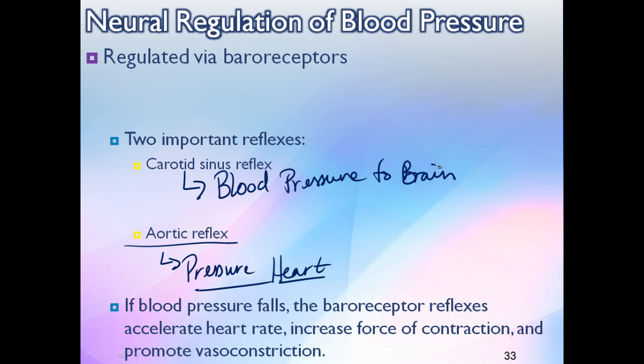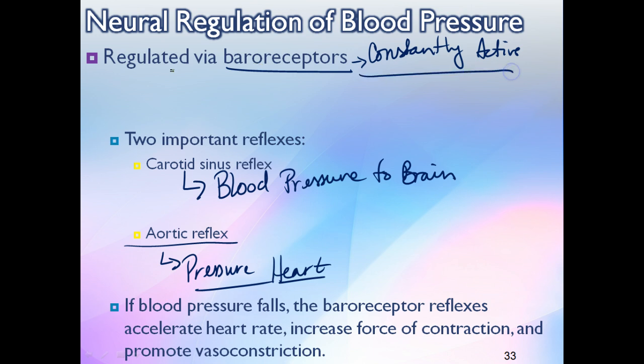Okay. Now, if blood pressure falls, the baroreceptors accelerate heart rate, increase force of contraction, and promote vasoconstriction. But if the blood pressure is too high, the opposite occurs. Now remember, baroreceptors are constantly active. But their activity level will increase or decrease depending on what they're trying to signal.